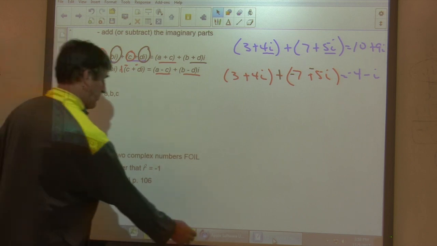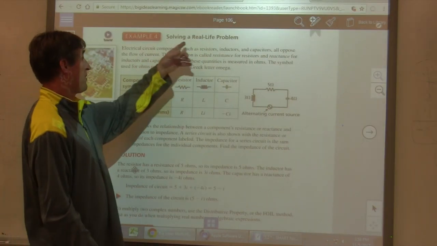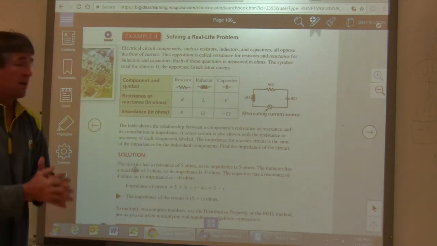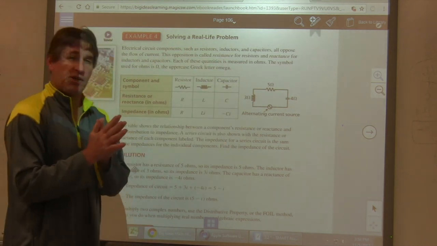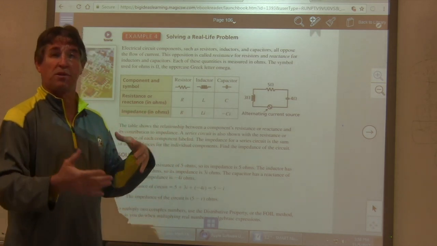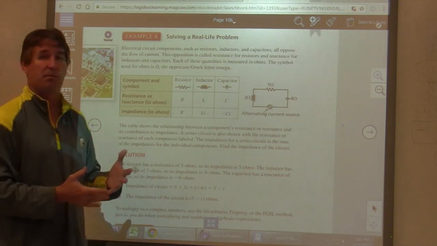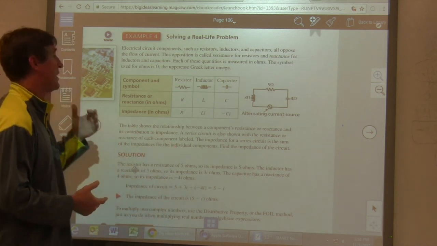Now let's look at example number 4. So example number 4 is solving a real-life problem. Where imaginaries come into play a lot is with electricity, because we have to take square roots of negative numbers. And so a lot of story problems I'll give you with imaginary problems involve electricity.